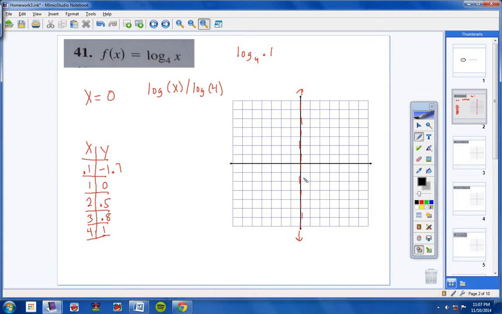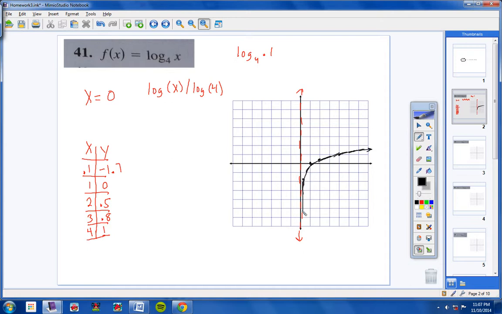And let's go ahead and graph this real quick here. 0.1 is -1.7, 1 is 0, 2 is a half, 3 is 0.8, 4 is 1. So there we go, pretty good picture of the graph here.